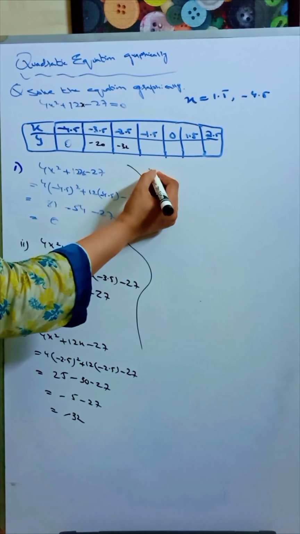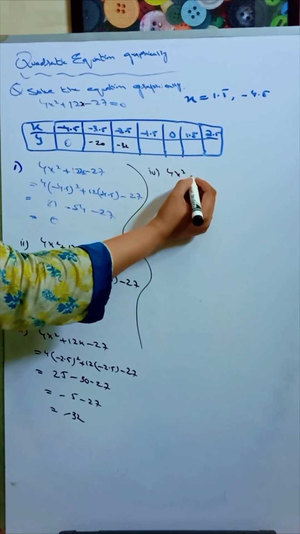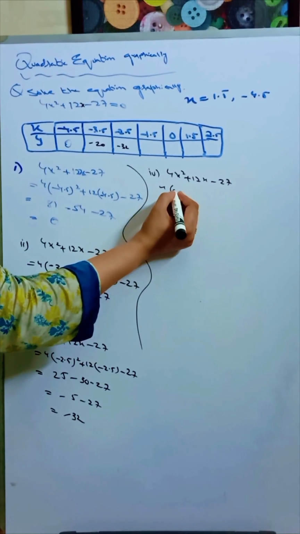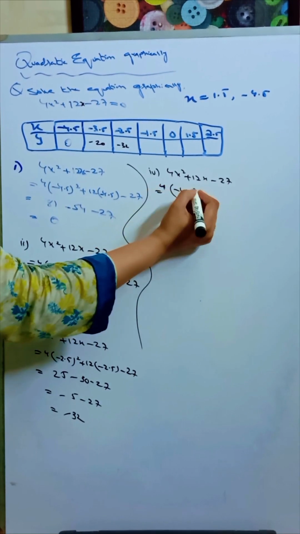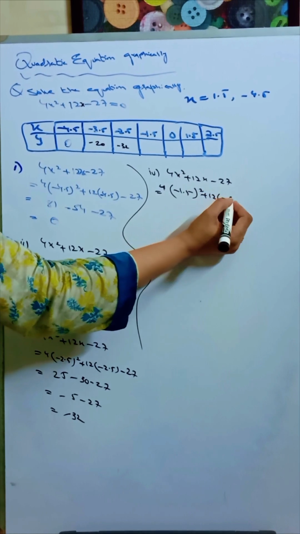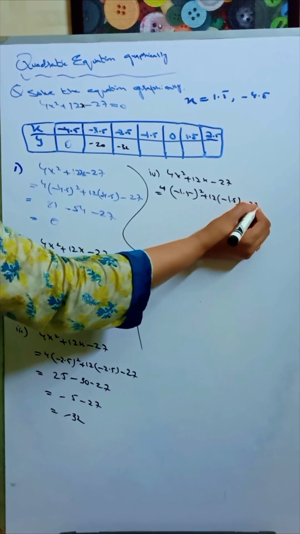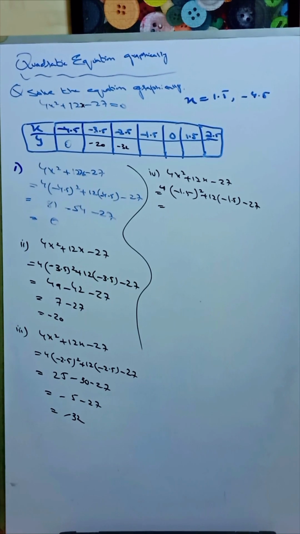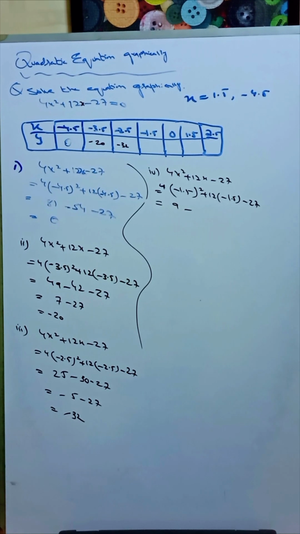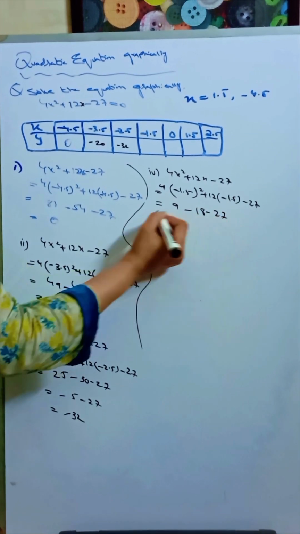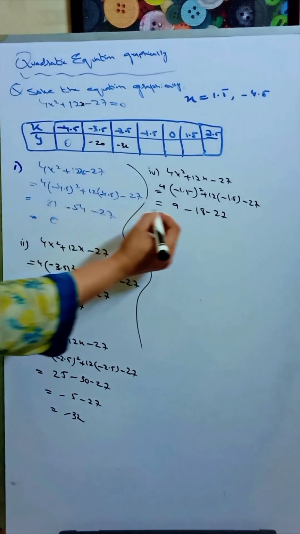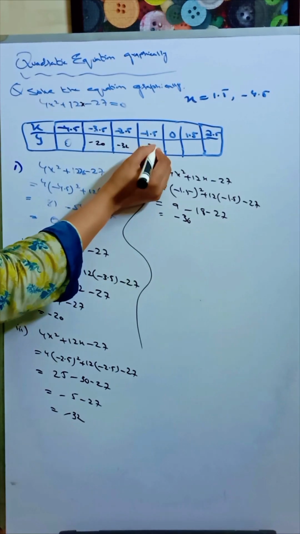Now next, number 4. 4x² plus 12x minus 27. Take x as minus 1.5. Minus 1.5 whole squared plus 12 times minus 1.5, minus 27. Now solve it. 1.5 squared multiplied by 4, answer is 9. Then multiplied by 1.5, answer is minus 18. Minus 18 minus 9, minus 9 minus 27 becomes minus 36. So here it is minus 36.